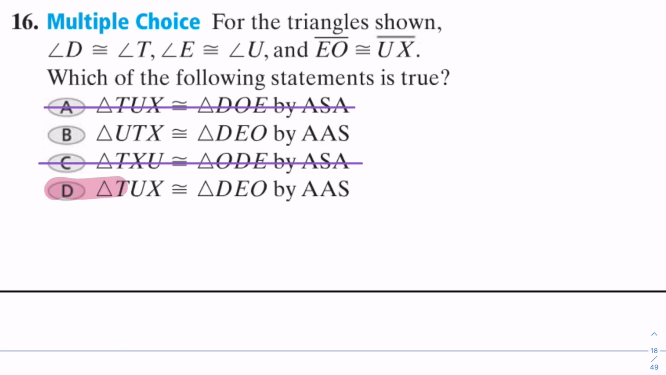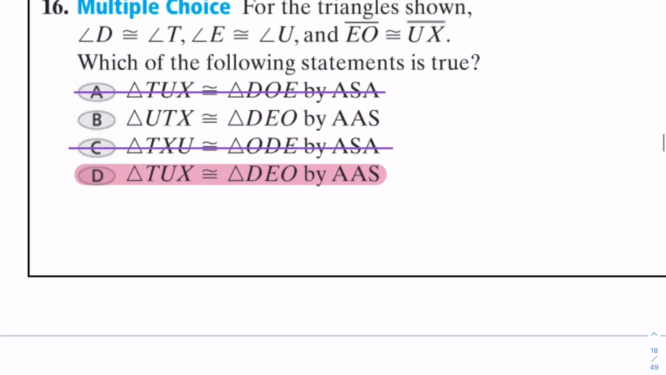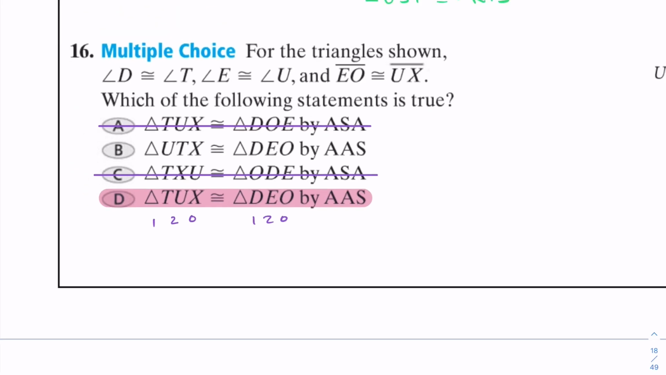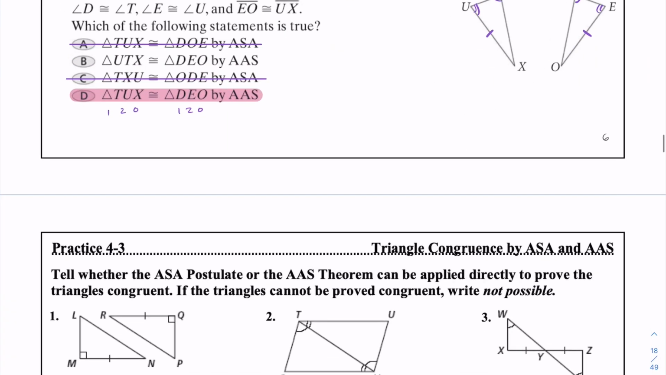I like this one. There we go. It's going to be that one right there. Okay. For the tick marks, TUX goes 1, 2, 0. So you could even mark that down. You don't need to. 1, 2, 0. This one goes 1, 2, 0. So it all ends up working out. Okay? And that's it for that.